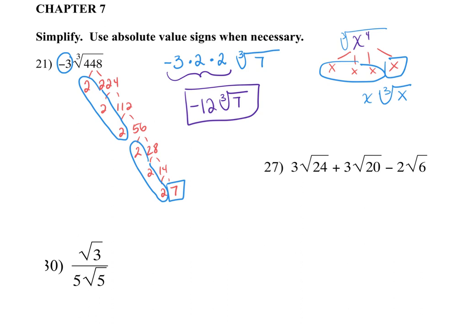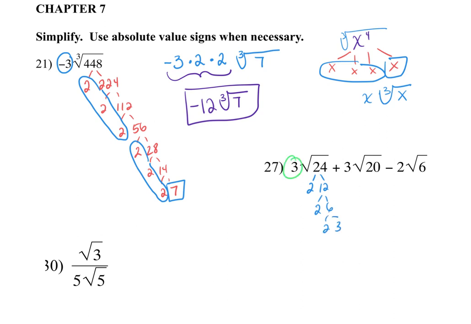When you are adding, you have to have like terms, which means your index has to be the same and the number inside has to be the same. So if I look at number 27, it looks like nothing will add. But before I can make that decision, I have to actually simplify it. And so I'm going to do exactly what I did on the problem above it. I'm going to use my factor tree. 2 and 12, 2 and 6, 2 and 3.